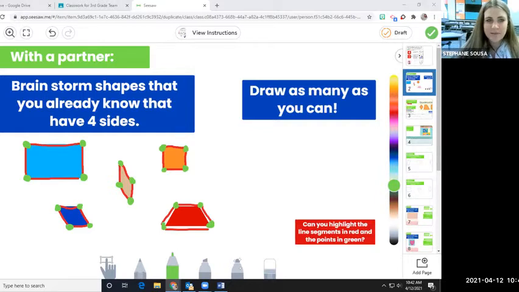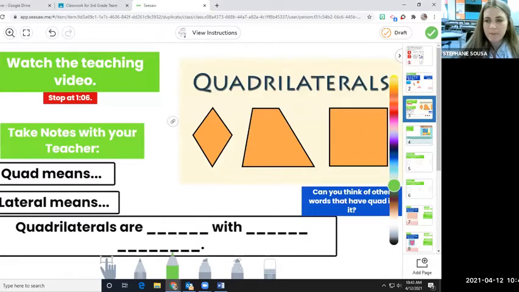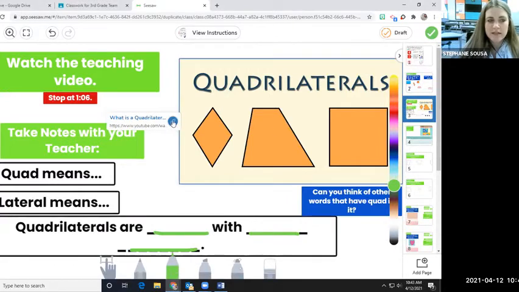All righty. Let's take a look at slide 3. Slide 3 has a short teaching video that we're going to watch that's going to help answer one of William's questions. How will I know the difference between a square or a rhombus or a parallelogram? And as we're watching, I want you to be thinking about how to fill in this sentence. Quadrilaterals are blank with blank blank. Okay, think about what could fit in that sentence.